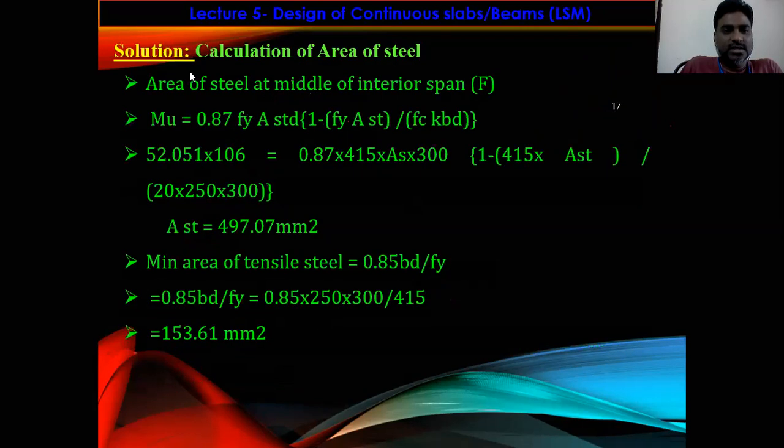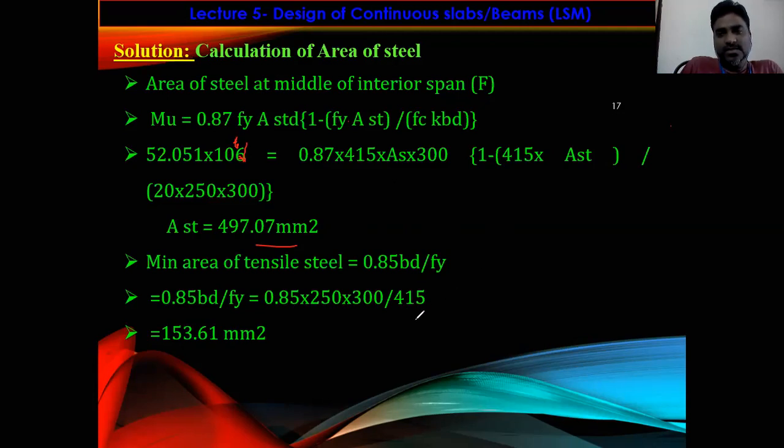Next is the area of steel required at the middle of interior span. Similarly, from this we got the moment as 52.052 × 10^6, and if you substitute the values, you will get 497.07 mm². And all these reinforcements should be checked for maximum as well as minimum reinforcement, right?